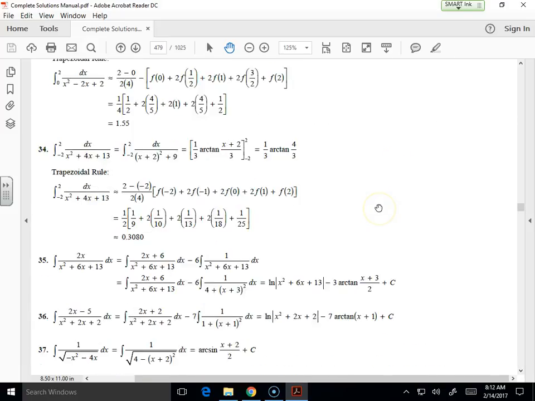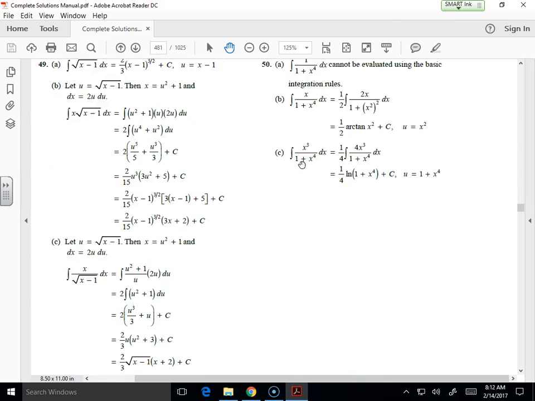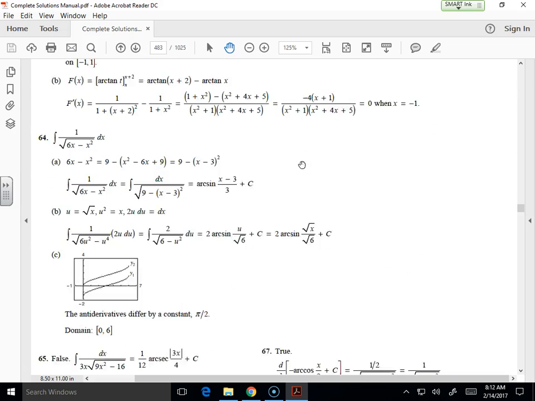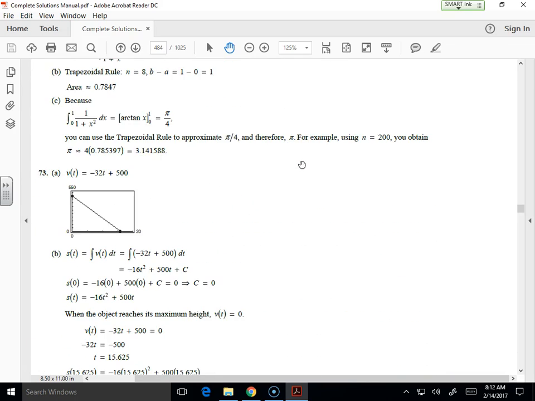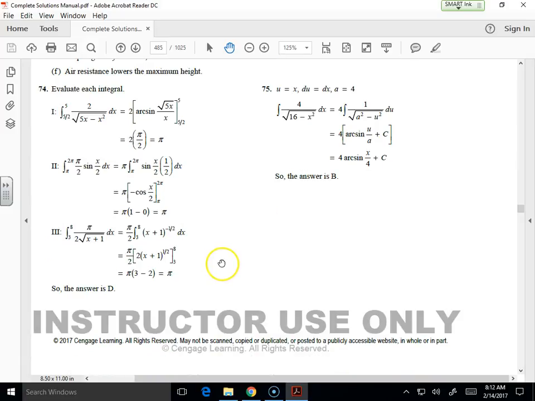Next one? 40. Final answer, arcsecant of absolute value. Ooh, we didn't write that in our formula, did we? Arcsecant of absolute value of x minus 1 plus c. Oh, praise the Lord, iPad's alive. Okay. Next one? 74. If you go double check our formula, I don't think it's an absolute value of arcsecant. I apologize.